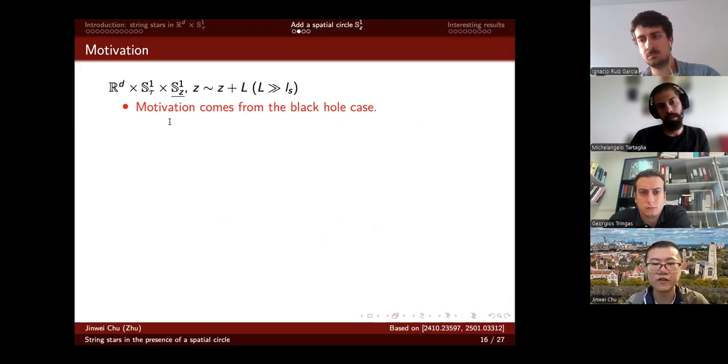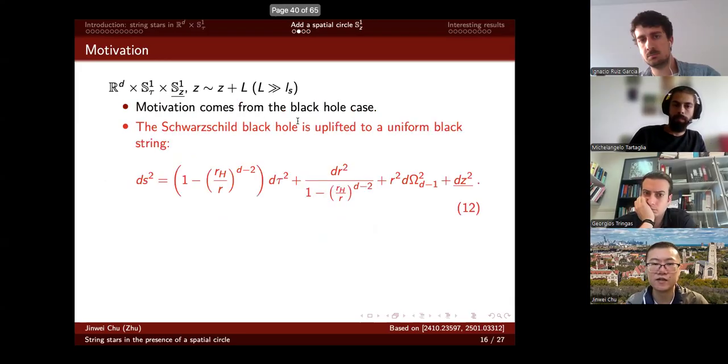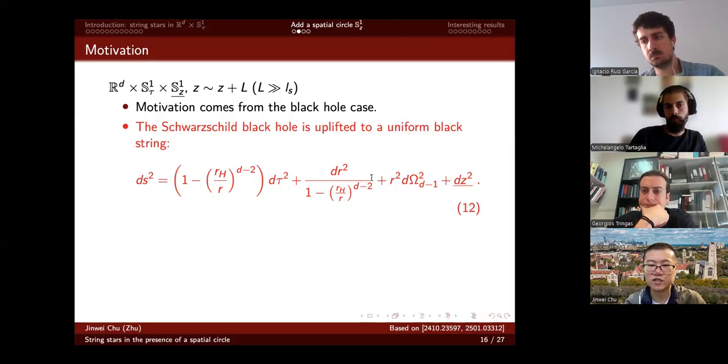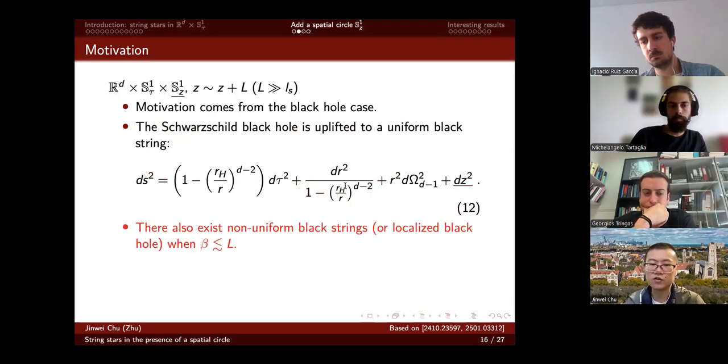So the motivation of turning on this S1 Z comes from the black hole case, where the Schwarzschild black hole is uplifted to a uniform black string. Explicitly in terms of the metric, there's just an additional dz squared. So this Z is basically like a spectator. There's nothing to the whole solution. So that's why the solution is uniform along the Z circle.